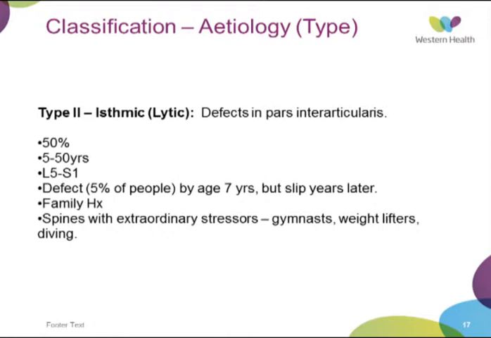The defect can be found in 5% of people, but asymptomatic. But you can have a defect initially and then slip later on in life. A family history may be present. And then spines, as I've said, spines that have extraordinary stresses going through them. So gymnasts, weightlifters, people that do springboard diving can have a type 2 spondylolisthesis.